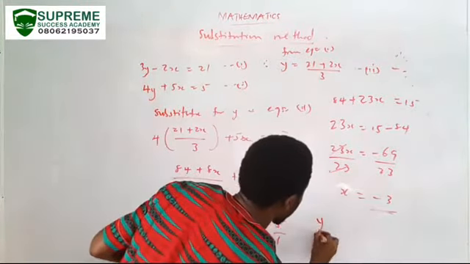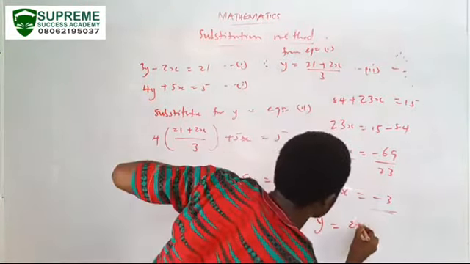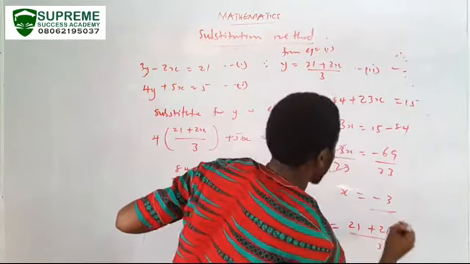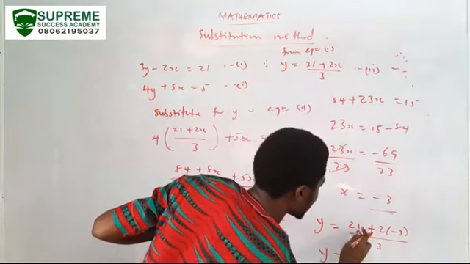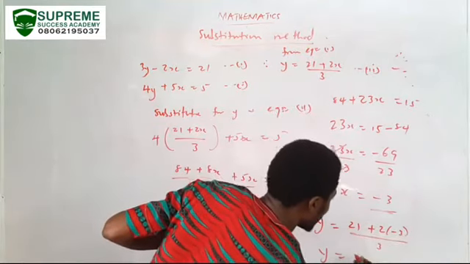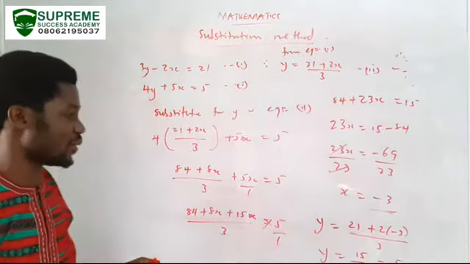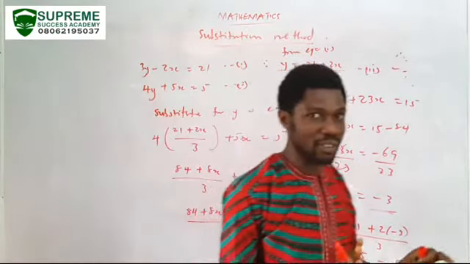So we have y will be equal to, put for this, 21 plus 2 into minus 3 divided by 3. So we can have this one to become y equals this 6, right? 21 minus 6 goes 15 divided by 3. Which is what? Can you see? It's the same for all. That's the beauty.